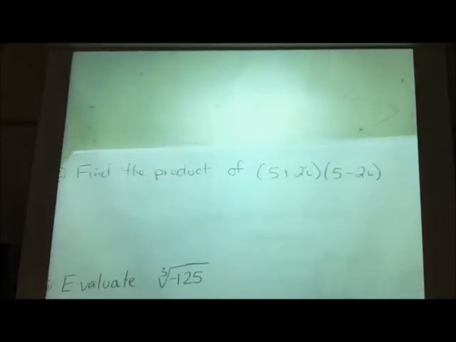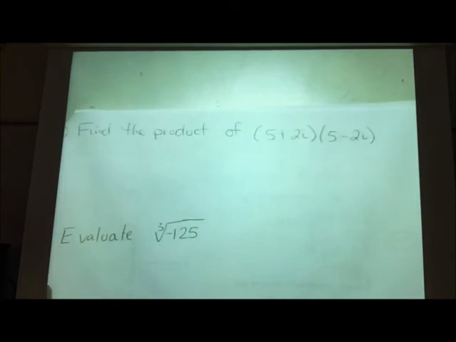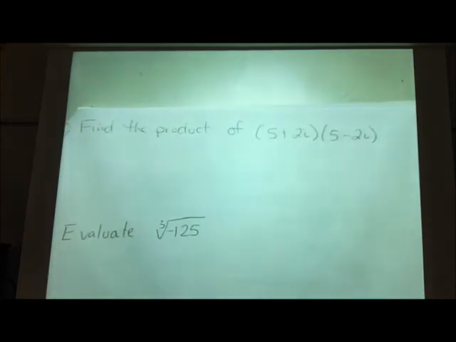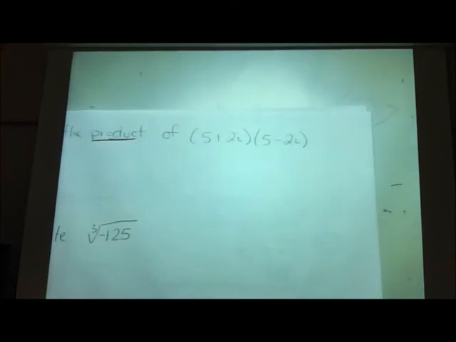So for number 22, 23, 24, and 25, your answers are going to be open-ended, which means these questions will not be multiple choice, and your answer is just going to be a single number. So when they say find the product, basically what we have to do is do FOIL. So what does that mean?